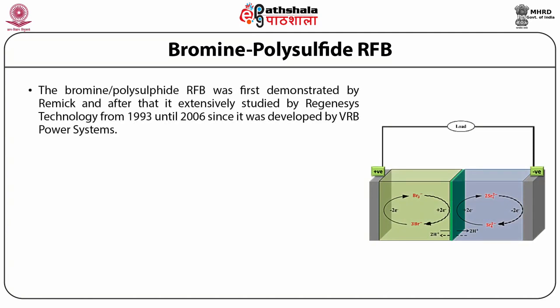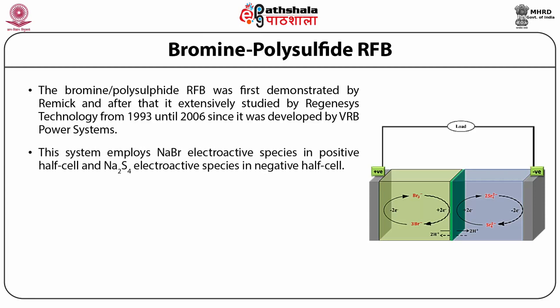Bromine polysulfide RFB. The bromine polysulfide RFB was first demonstrated by Remick, and after that it was extensively studied by Regenesys Technologies from 1993 until 2006, since it was developed by VRB Power Systems. A schematic of the RFB has been shown in the figure below. This system employs sodium bromide NaBr electroactive species in the positive half cell and Na2S4 electroactive species in the negative half cell.